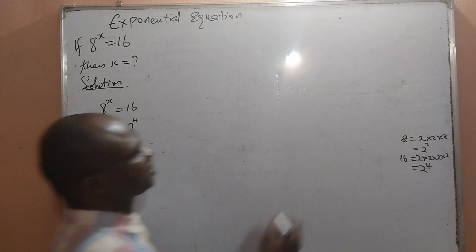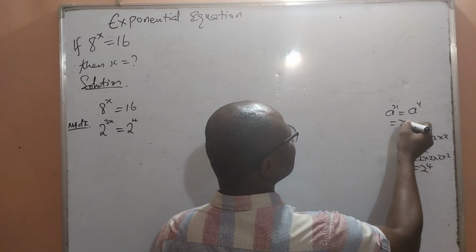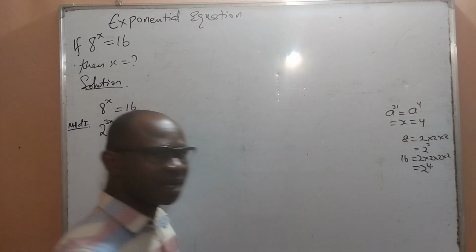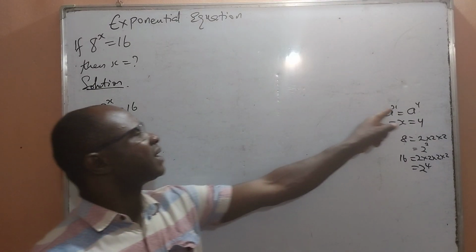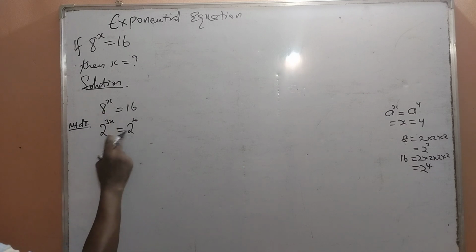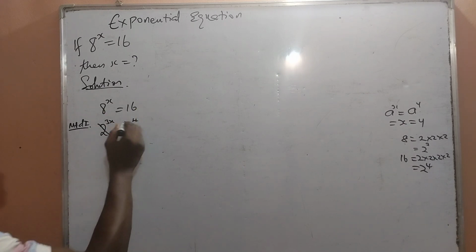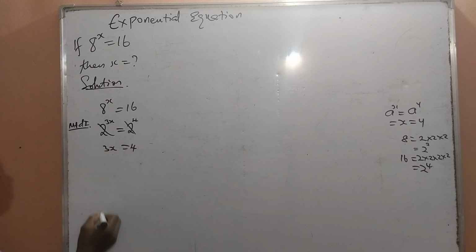By law of indices, a raised to power x equal to a raised to power y means that x is equal to y. The reason is because the bases are the same. So therefore the powers will now be equal. Therefore, 2 raised to power 3x equal to 2 raised to power 4. Because the bases are the same, the powers will be equal, which is 3x equal to 4.